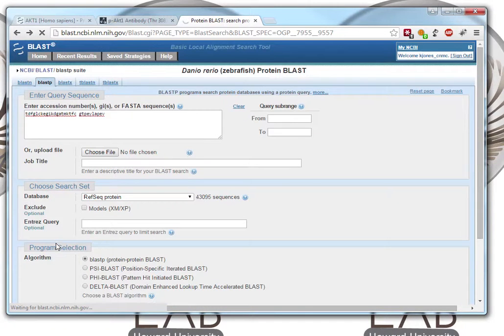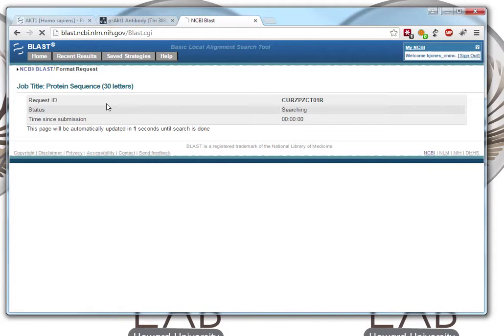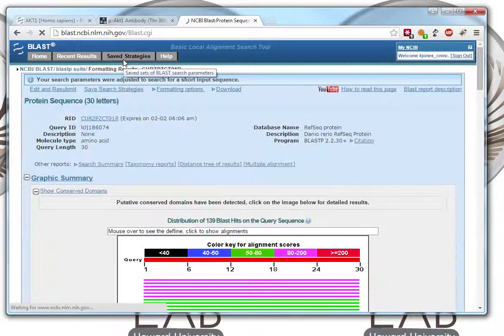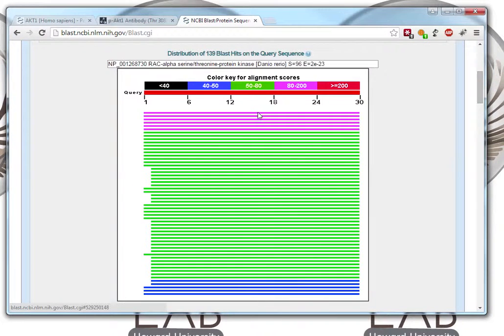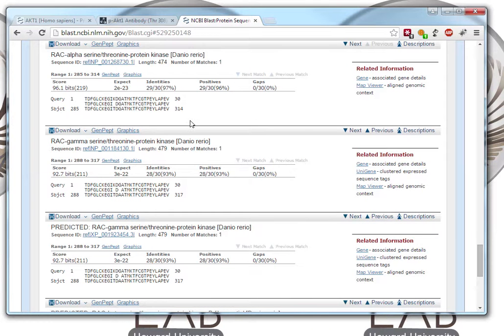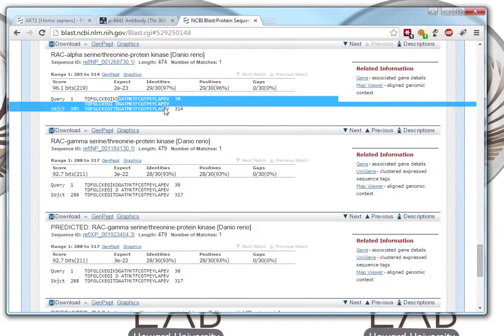So if you hit BLAST, okay. Now the important thing is to remember where that threonine is. And so really quickly, it found, right, and it seems to be in good shape. I believe this was the threonine right here. Okay, so everything on both sides seems to be pretty conserved. So there's a good chance that this would work in zebrafish.